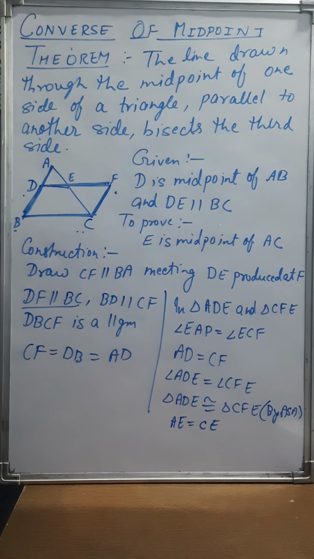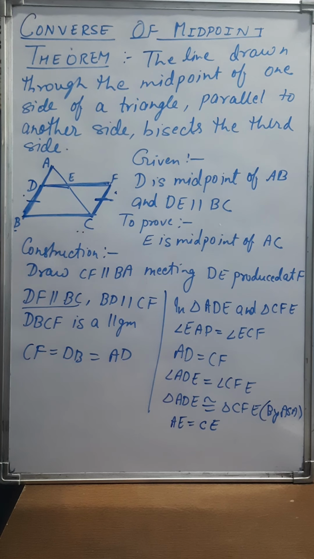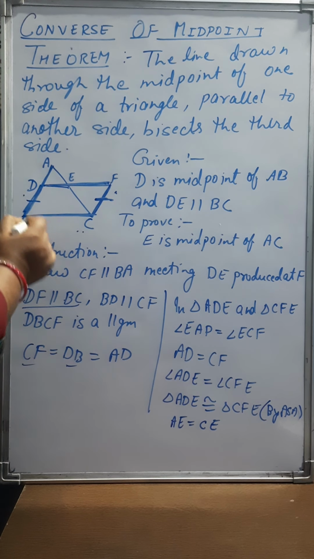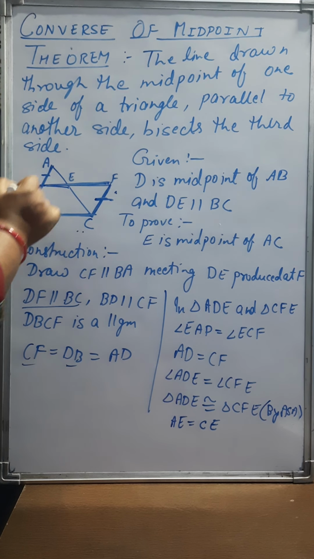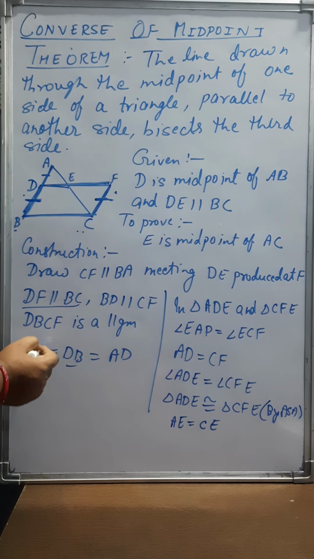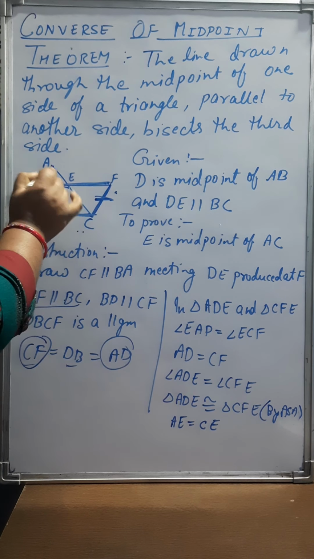And if it is a parallelogram, opposite sides of a parallelogram are equal. CF will be equal to BD. But this BD is equal to AD because D is the midpoint of AB. So we got CF is equal to AD. This CF is equal to AD.